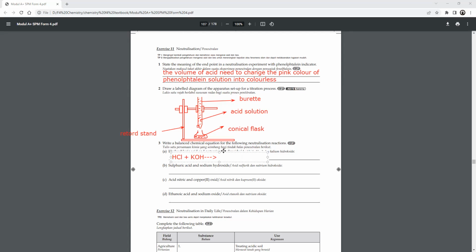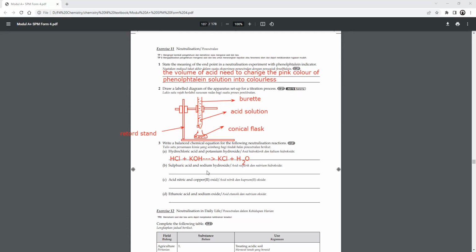You will get salt and water, right? Acid and alkali must give salt and water. Okay. KCl plus H2O. Are you okay with here? I guess it's not that hard.